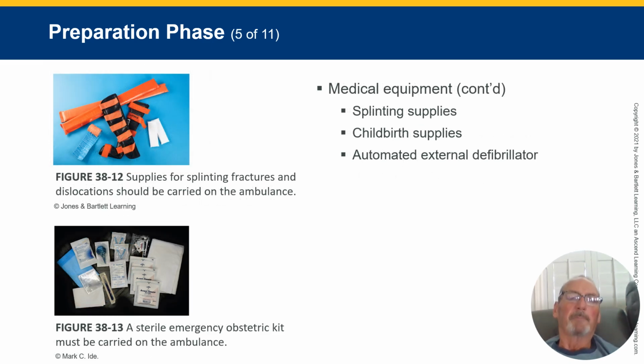We're going to have splinting material, childbirth supplies, AEDs. These are what they call standardized equipment across the board. As far as in the United States, everybody's got the same equipment. We're all required to carry certain splinting material, certain OB material. We all have to have the exact same thing. DOT regulates what we have to carry, which is Department of Transportation.